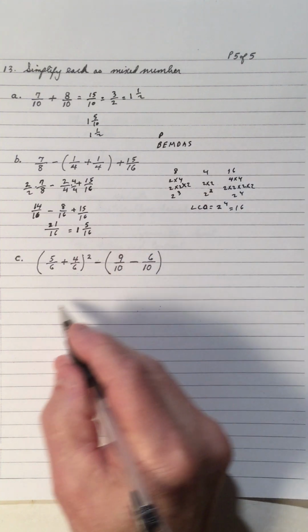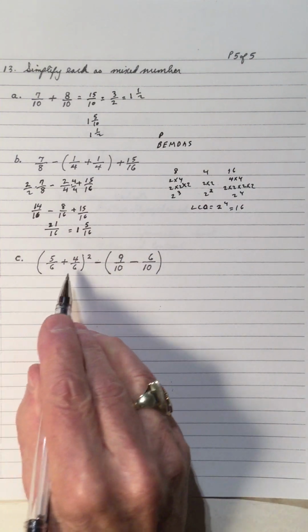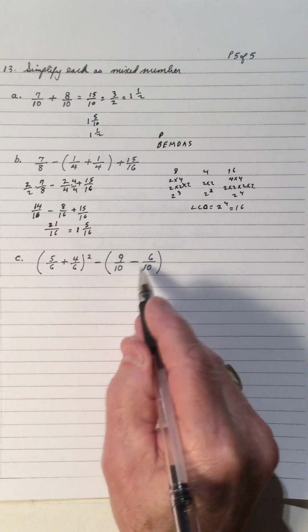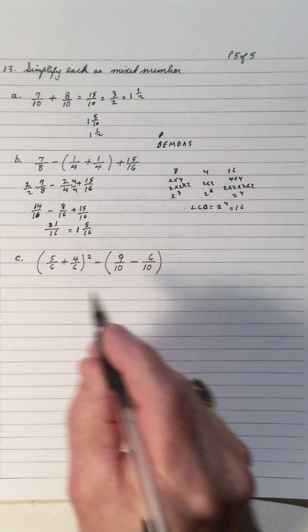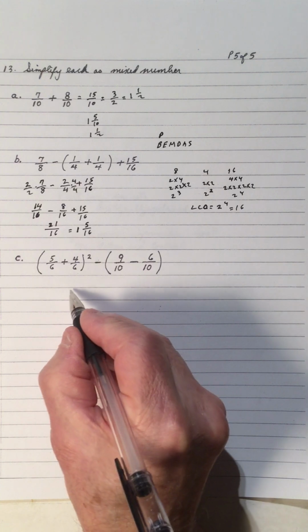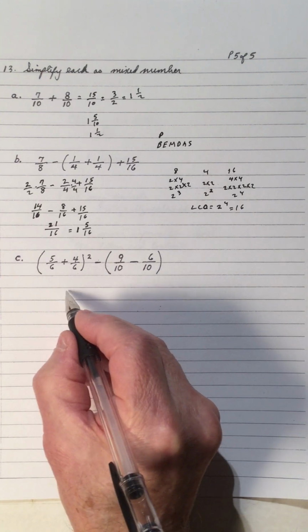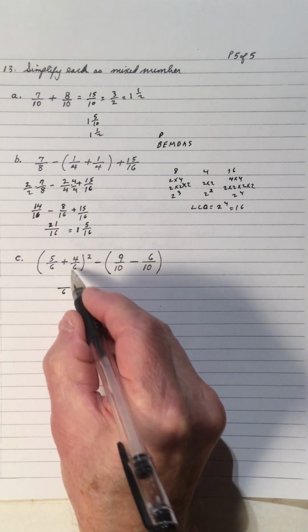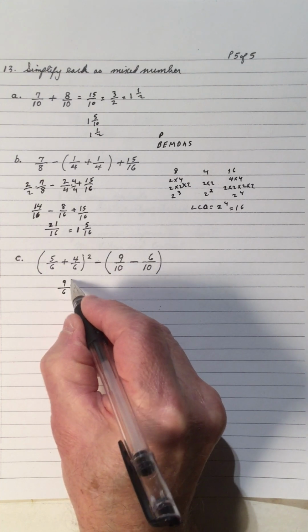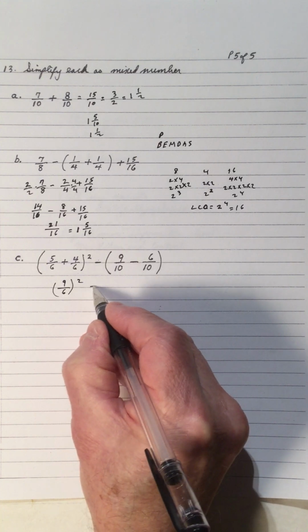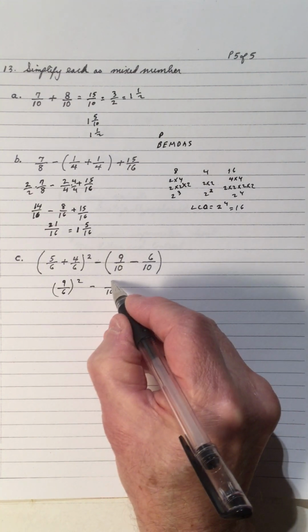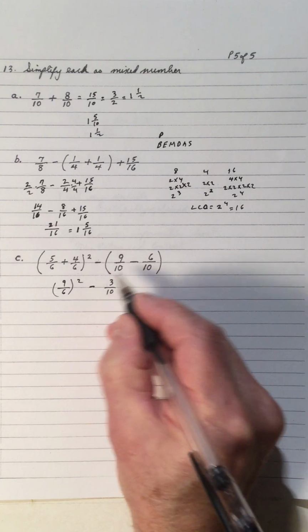So, let's deal with this one. We have a parentheses and a square, subtract, and a parentheses. So we've got to work with the inside of the parentheses first. So, common denominator is 6. So we add, we get 9. That's the square. Common denominator is 10. Subtract, we get a 3.